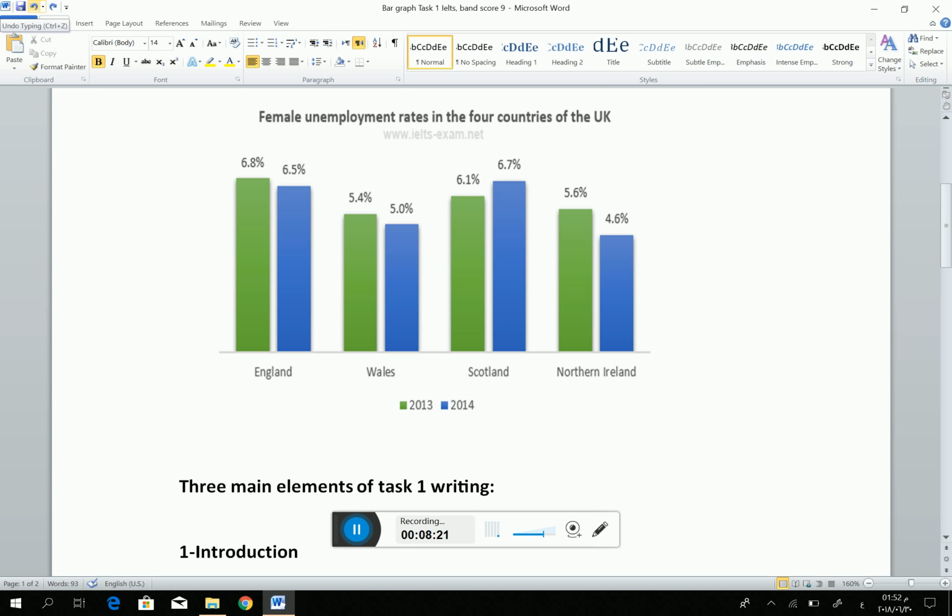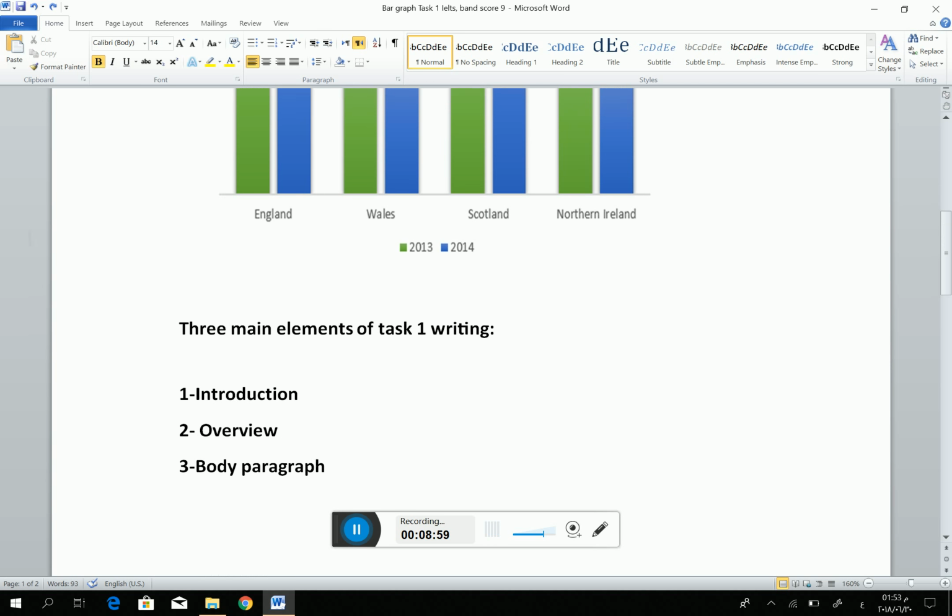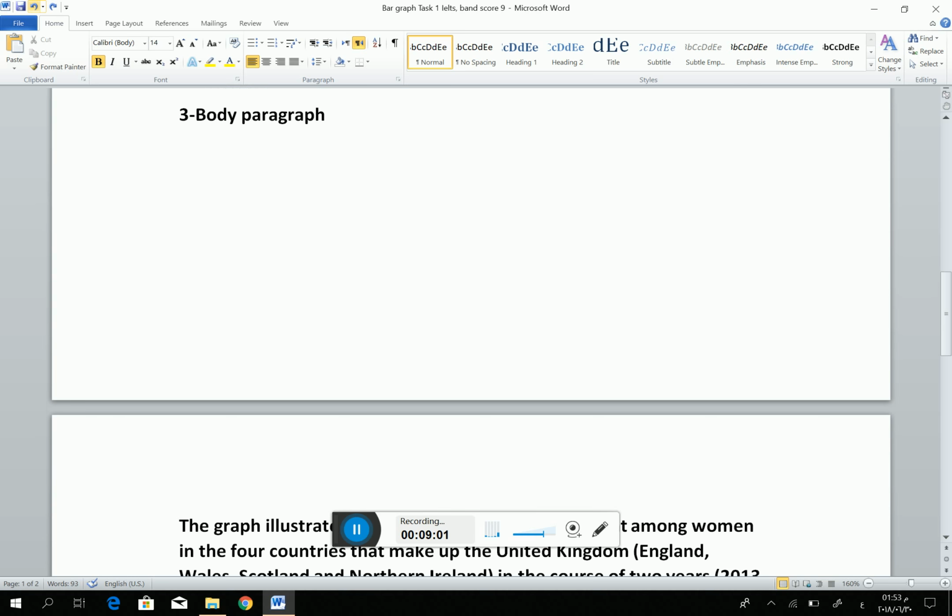This decrease may be 0.3%. Wales 0.4% decrease, and Northern Ireland 0.1% decrease, while Scotland has witnessed a 0.6% increase. So England, Wales, and Northern Ireland have witnessed a decrease in unemployment rates, but Scotland has witnessed an increase. This is the general idea of this graph. You can write this overview in a sentence.